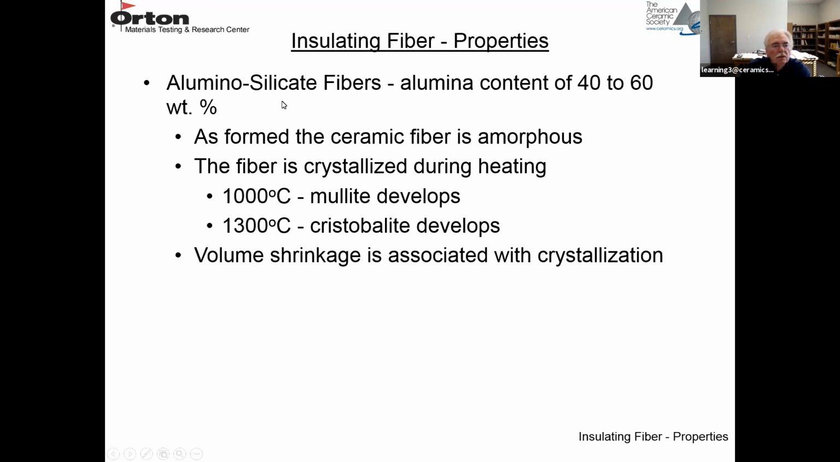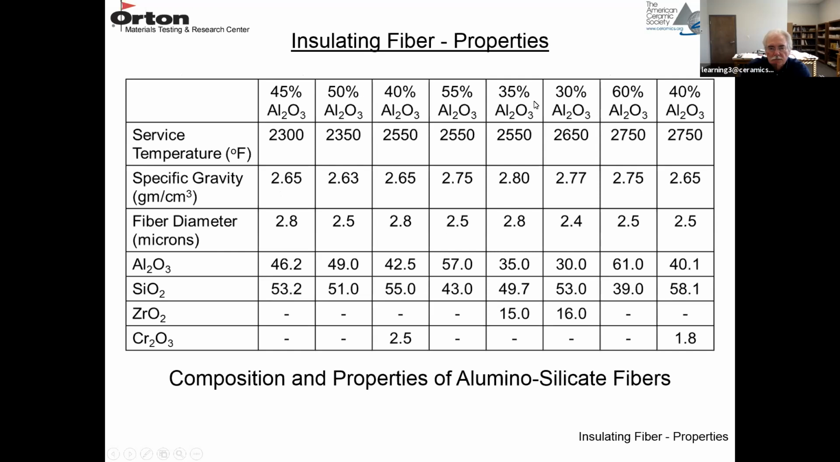So these are some alumina silica fibers, and these are the alumina contents from about 30 to looks like 60 weight percent. And these are the service use temperatures. The higher the use temperature, the higher the alumina content. The specific gravity is also going to be a function of the alumina content. These fibers are relatively small. They're about 2 to 3 microns in diameter. So very small diameter fibers.